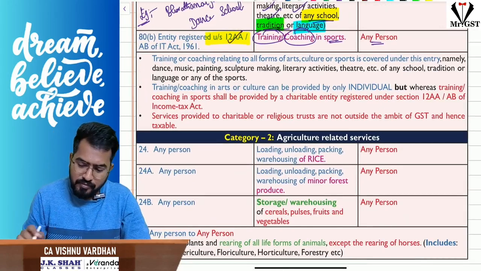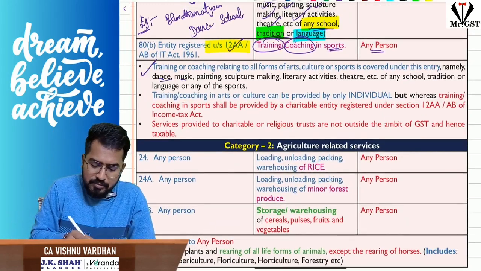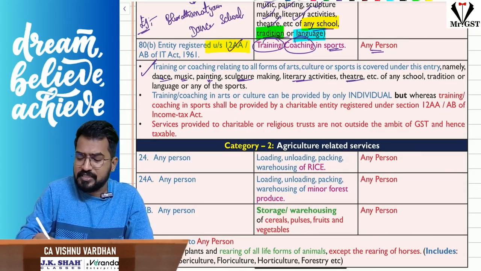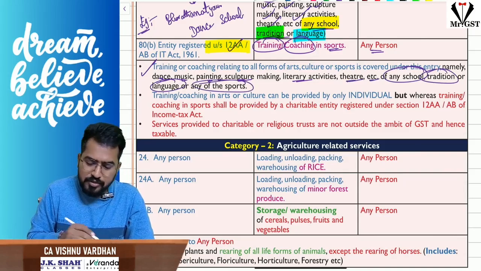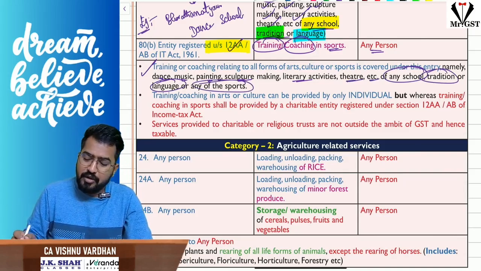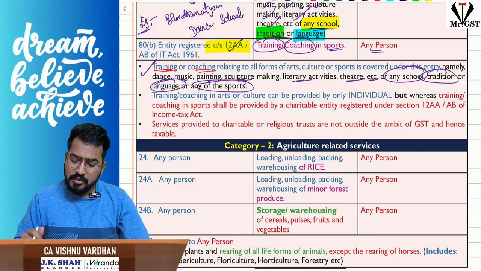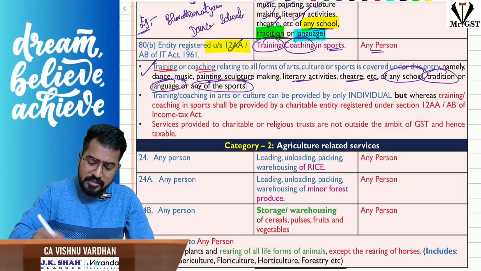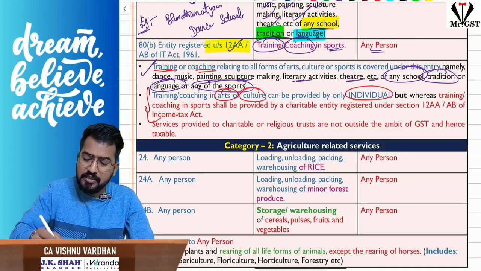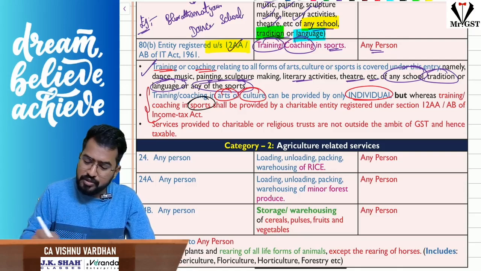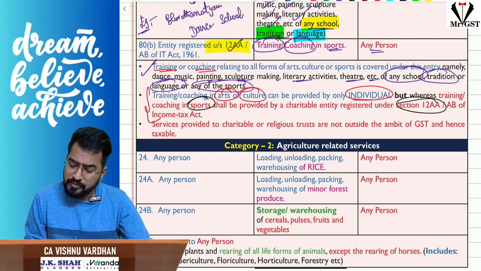Next, this point I have already discussed, sir. It can be dance, music, painting, sculpture making, literary activities, theater, etc. of any school, tradition or language, or any of the sports. It doesn't matter. It is all about training or coaching. As I have already discussed, it should be provided only by an individual if this is related to arts or culture, but if it is related to sports, it should be provided only by a section 12AA entity. Super. Okay, next.